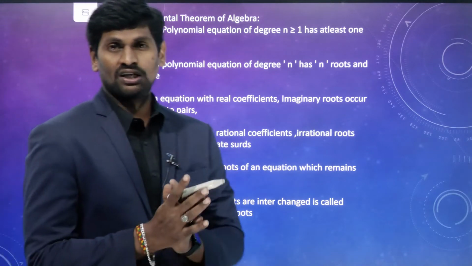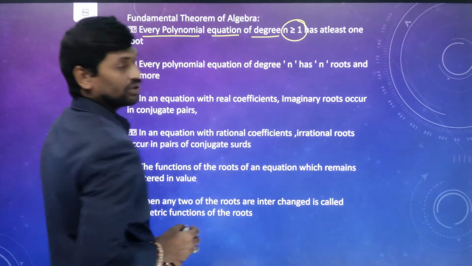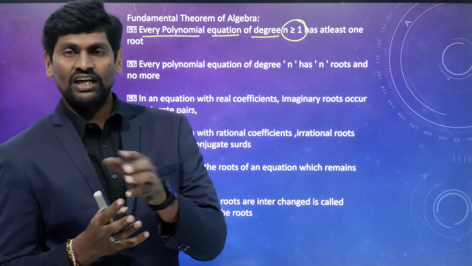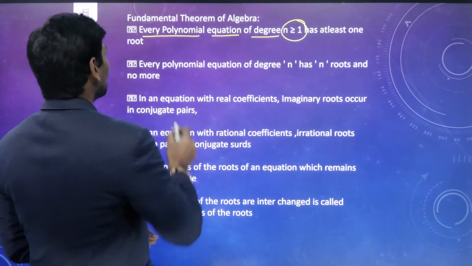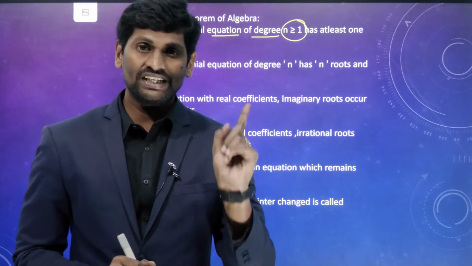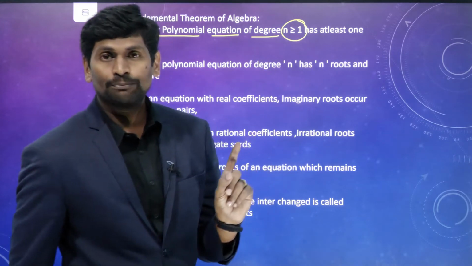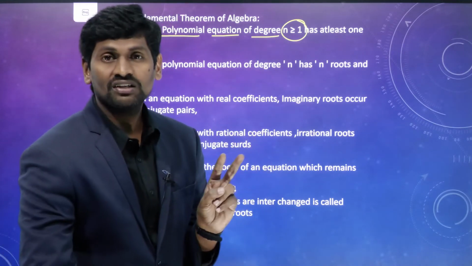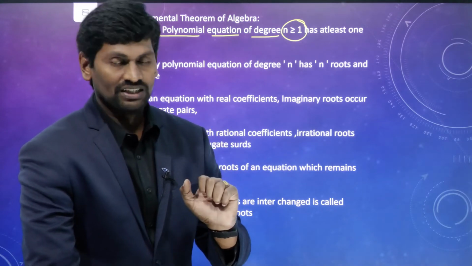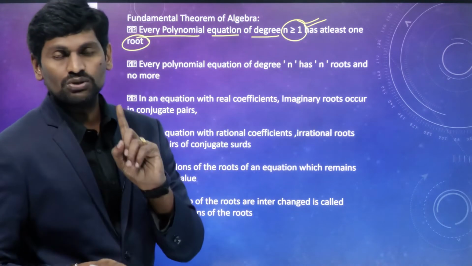Yeah, fundamental theorem of algebra. Let us see here. Every polynomial equation of degree n, where n is greater than or equal to 1, has at least one root. I told you already, if you take any polynomial with degree 1 or more, a degree 1 polynomial has 1 solution, degree 2 polynomial 2 solutions, degree 3 cubic polynomial 3 solutions. Minimum we need to take degree 1 polynomials, and it has at least one root.